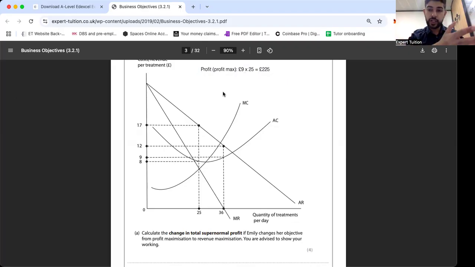Cool. She now switches to revenue maximizing behavior. What is revenue maximization? Revenue maximization occurs where MR is equal to zero. So at what level of output does MR equal zero? Can you see that at the output level of 36 over there?